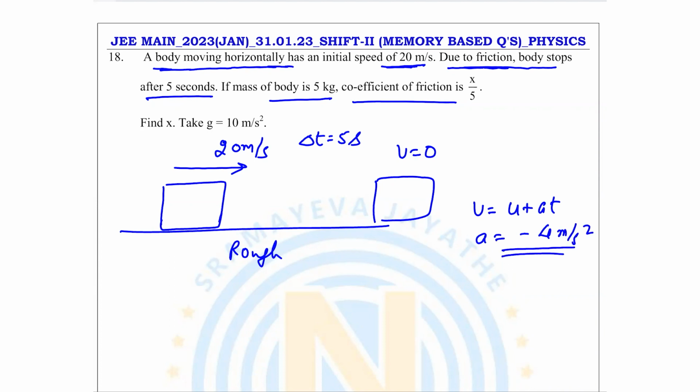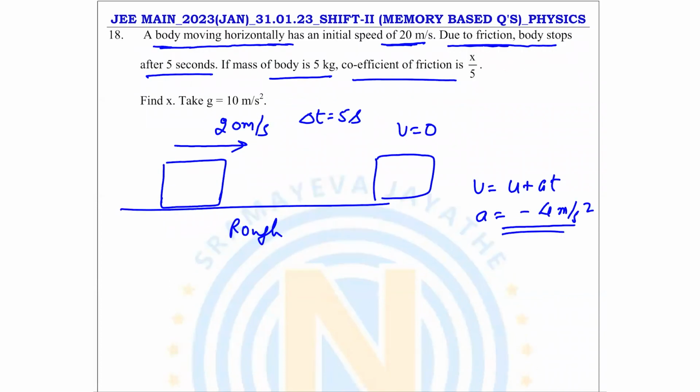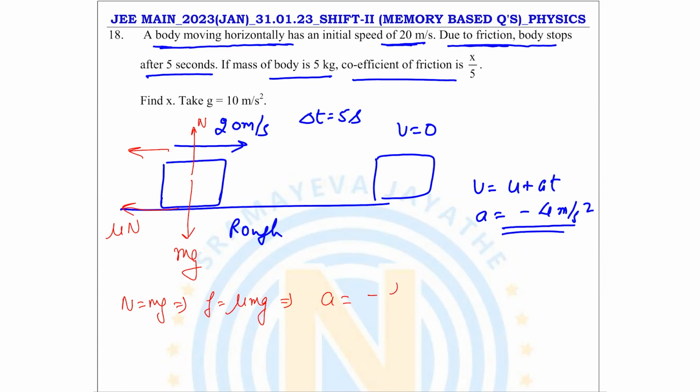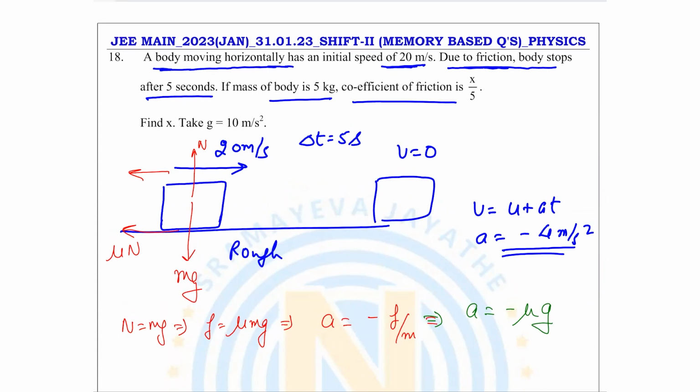Now this acceleration is caused by the force of friction. So let's find the force of friction. The weight of the body is mg. There will be a normal and there will be a kinetic force of friction, which is mu N. Since N is mg, therefore friction would be mu mg in the backward direction. Therefore acceleration will be minus, let's divide the force of friction by mass, so I'll get acceleration as minus mu g. So all you need is to put the acceleration as minus 4 in this, equal to minus mu into g. So you'll get mu is equal to 0.4.